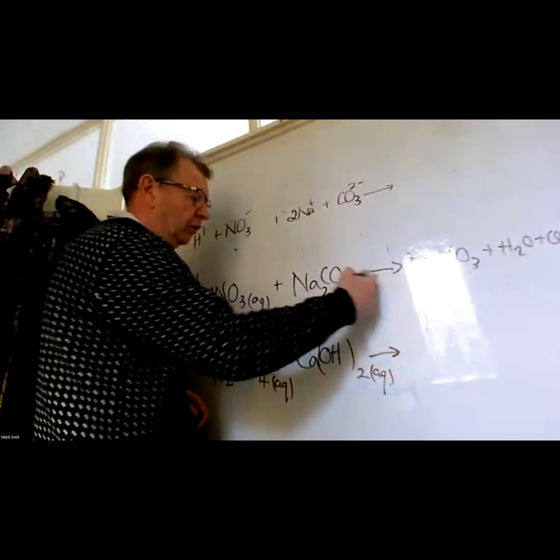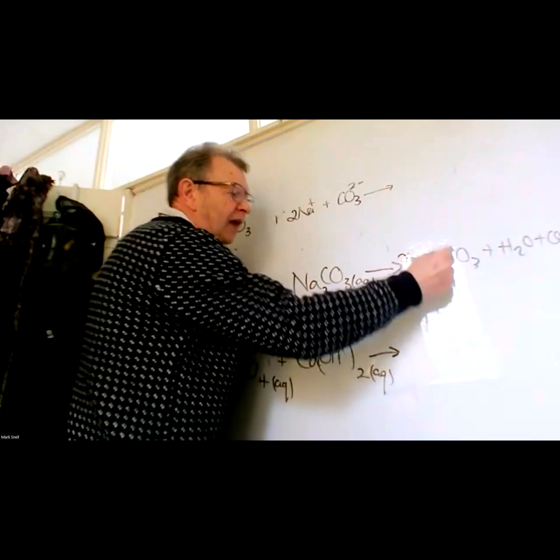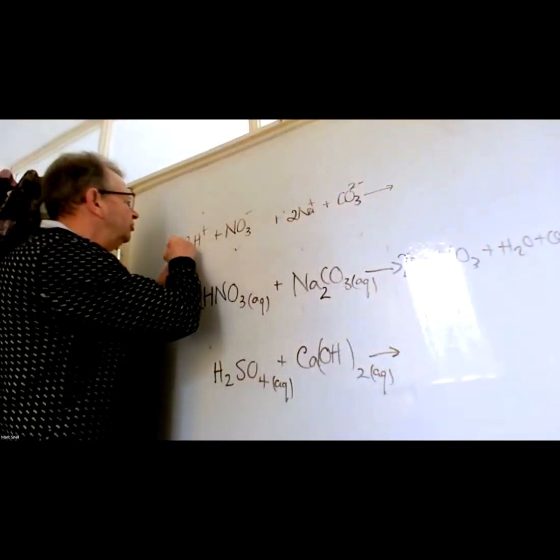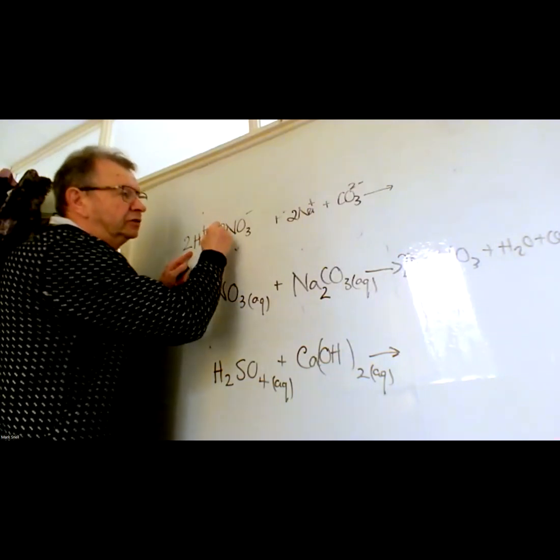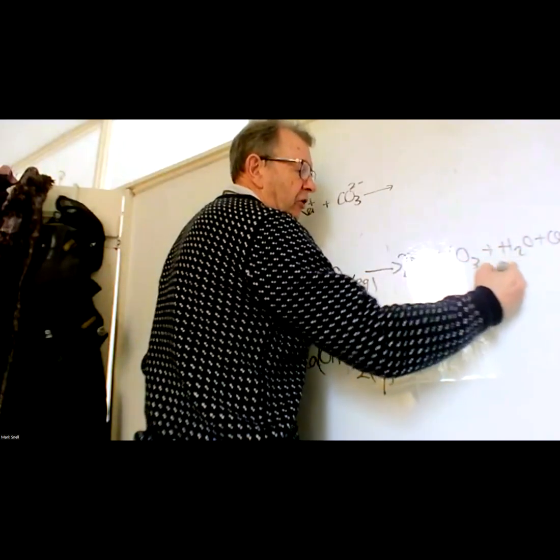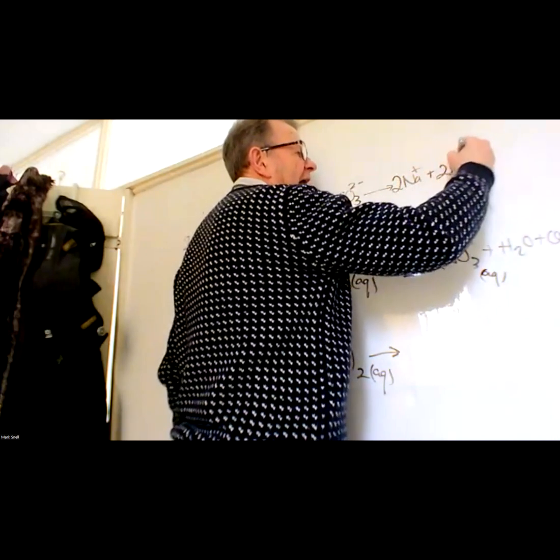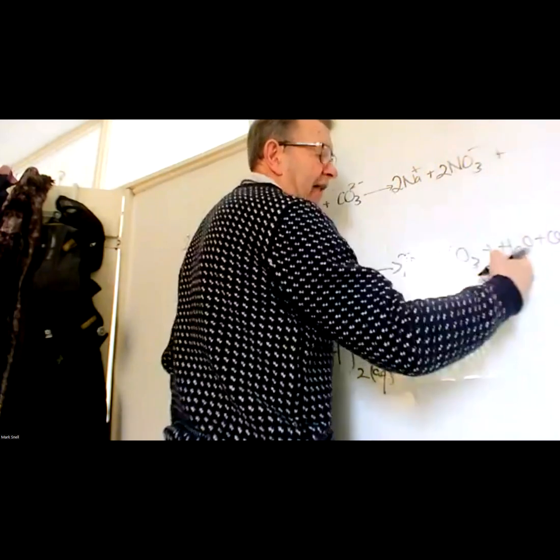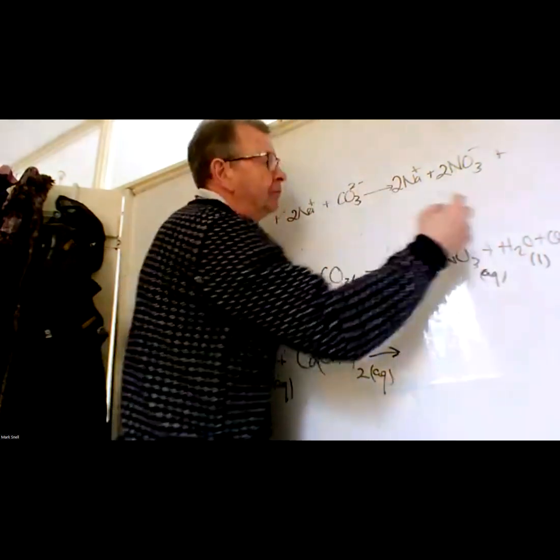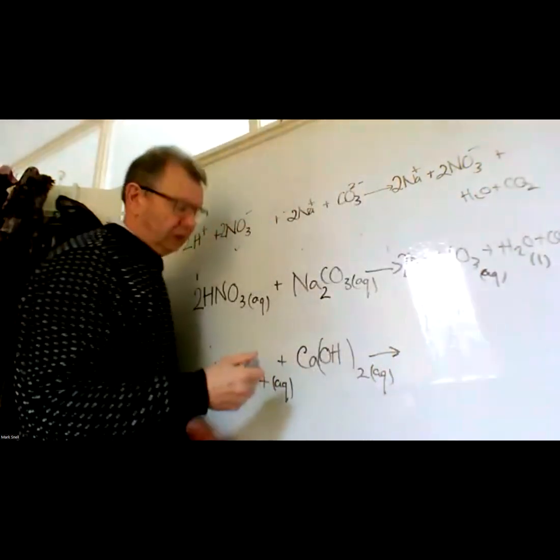And at this point, I go, wait a minute, I've got 2 sodiums here, so I need 2 there. And that means I need 2 of these, and that means here I have 2 of those and 2 of those. And this is going to split up. This is going to be AQ, so it's going to make 2 Na plus and 2 NO3 minus. And water is a liquid, carbon dioxide is a gas. They cannot split up. And so it's water and carbon dioxide.